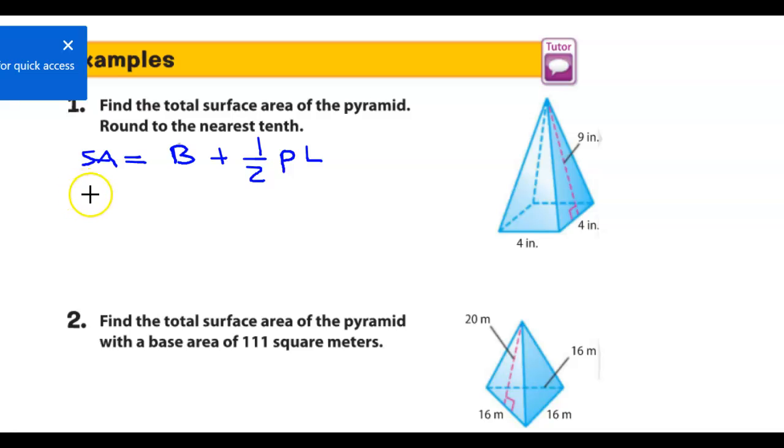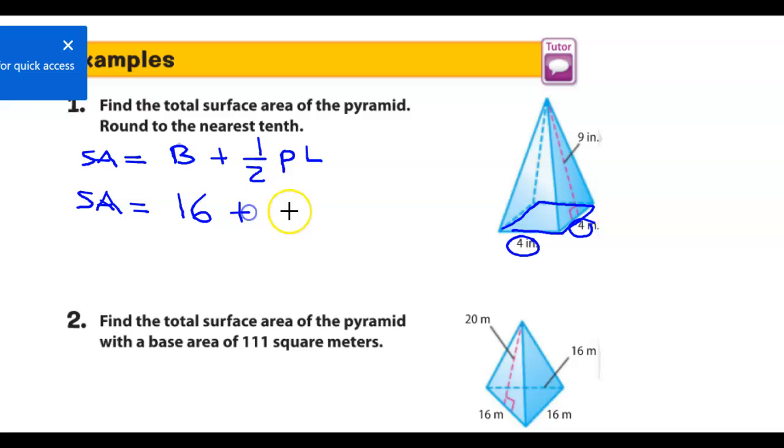So the surface area is going to be the area of the base. Now you guys can see that the area of the base is just this bottom square, so it's going to be 4 times 4. So the area of the bottom is 4 times 4, so that's going to give me a 16.